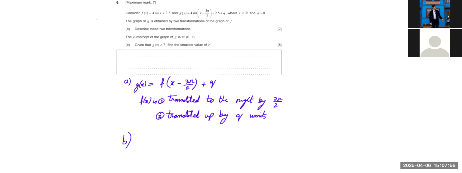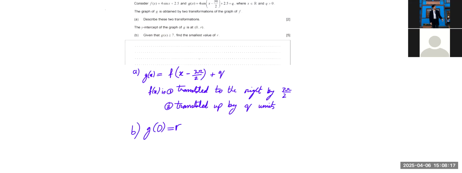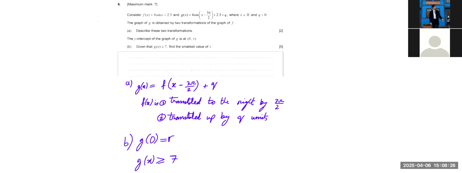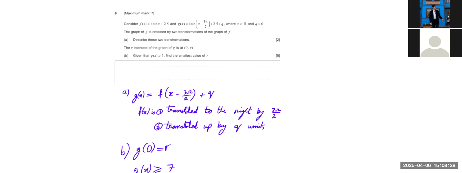The first thing is that when x is 0, g of 0 is r. That's actually redundant. I shouldn't say when x is 0. By saying g of 0, I am automatically saying x is 0. So that's the first thing that's told to us, right? Because it says that the y-intercept is 0, r, which means that when x is 0, y is r. And the other interesting thing is that g of x is always more than or equal to 7, which means the minimum value of g of x is 7, right? Does that make sense? Yeah.